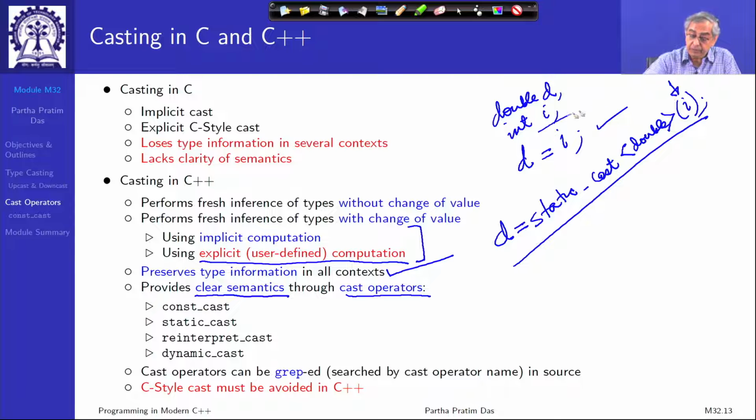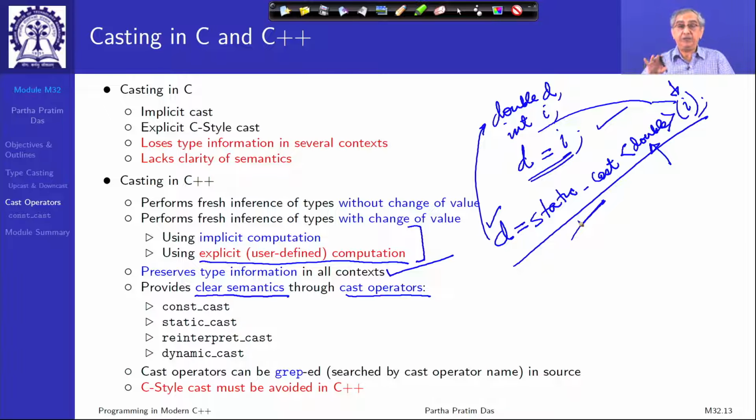It says take this value i, which is defined as int. So you know at this point that i is of type int, and cast it to a double value, which is possible here because you know that the type of d is double. Now, what is the difference between these two?